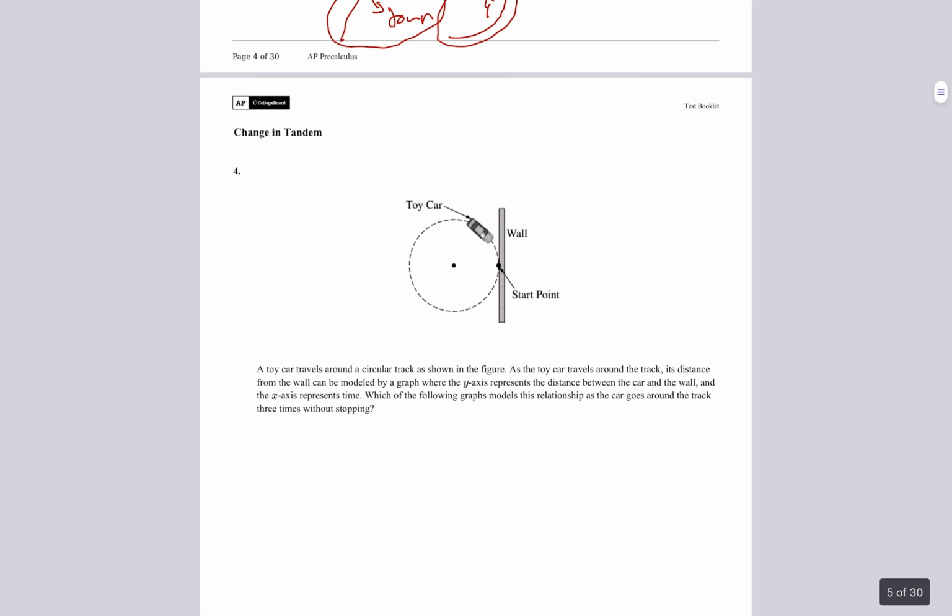Okay, moving on to question number 4. A toy car travels around a circular track as shown in the figure. As the toy car travels around the track, its distance from the wall can be modeled by a graph where the y-axis represents the distance between the car and the wall, and the x-axis represents the time.